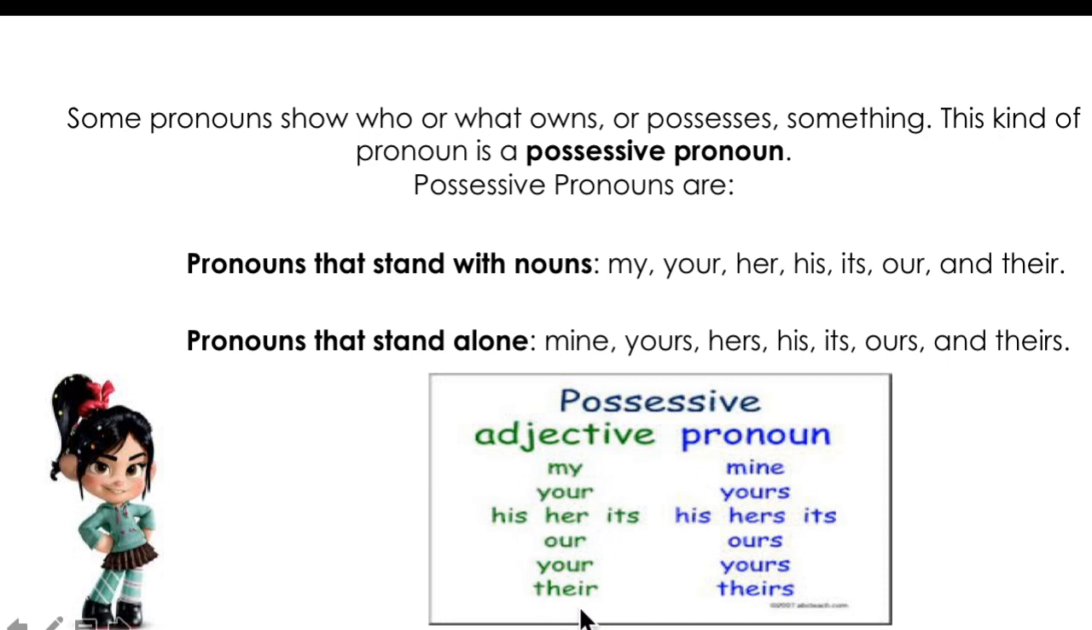The nouns follow them. These pronouns stand alone. What is following them is usually a comma or period, question mark, exclamation mark, or a linking verb. So these pronouns stand alone. There is no noun following them.